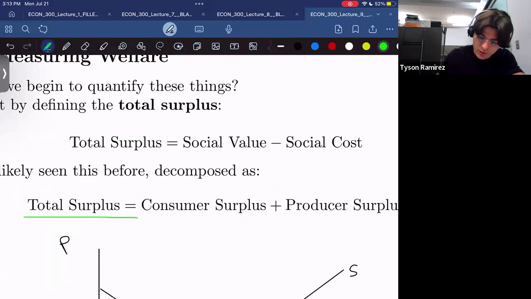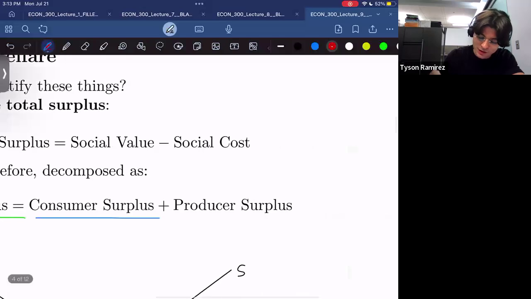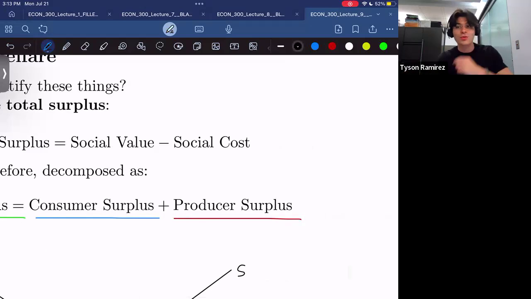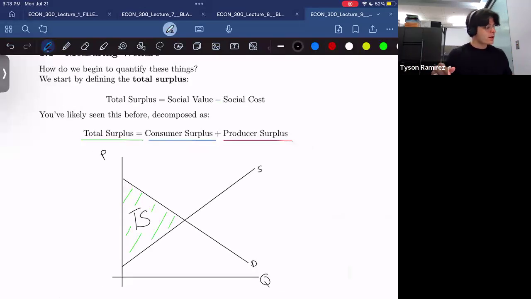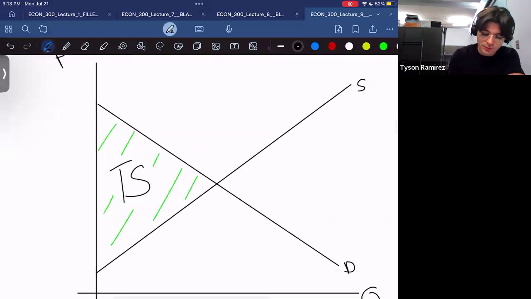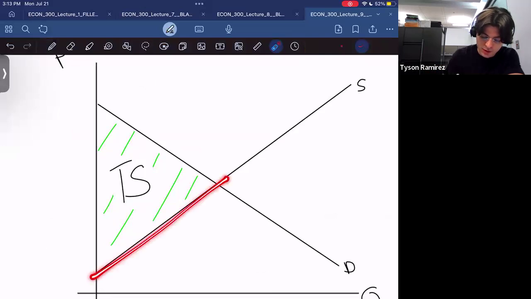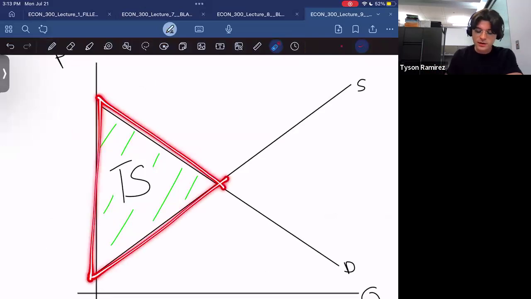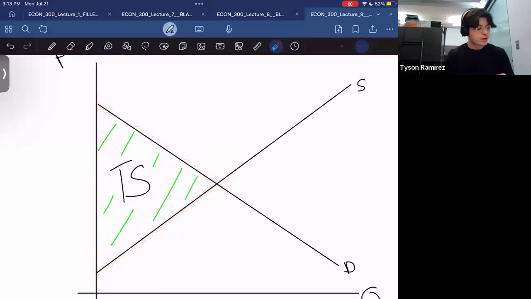Maybe I'll do that one as green. My notation is blue for consumer surplus and red for producer, or blue for anything with demand, red for anything with supply. But it's not at all necessary, and that's not at all standardized. So we know that this is what we define as the total surplus. It's the social value, all of that demand, minus the social cost, which is the cost of doing business. So this whole area right here, this is the total surplus.